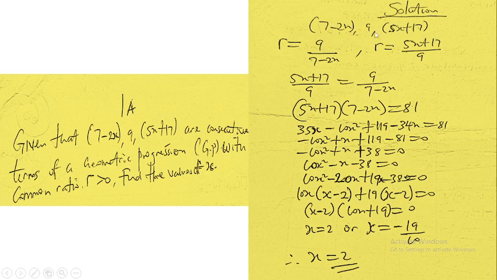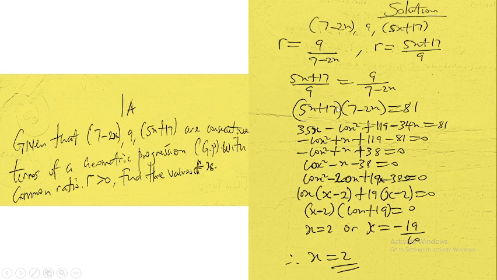How do we get the ratio? The second term divided by the first term should be equal to the third term divided by the second term. So the ratio, which is r, is equal to 9 over 7 minus 2x, which is the same thing as 5x plus 17 over 9. The ratio is supposed to be common, so this is supposed to be equal to this. From there, you can equate 9 over 7 minus 2x to be equal to 5x plus 17 over 9.